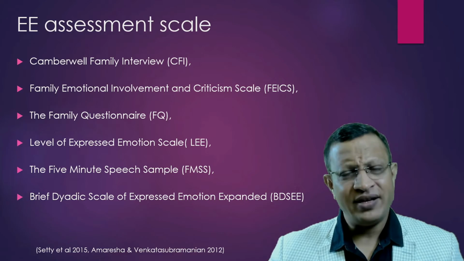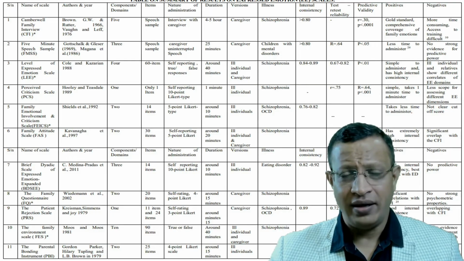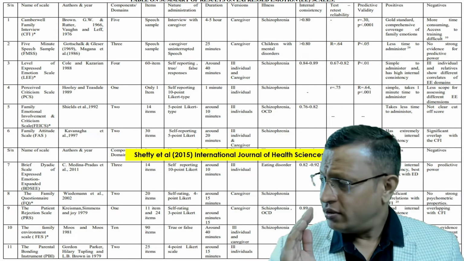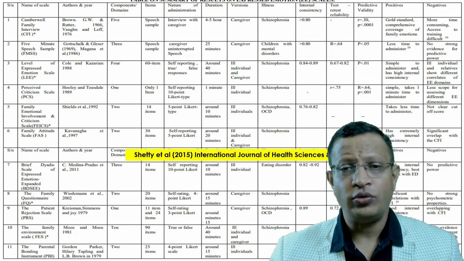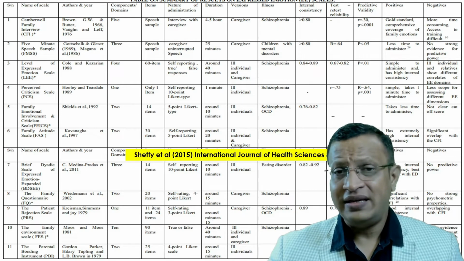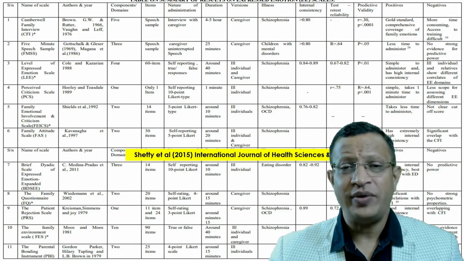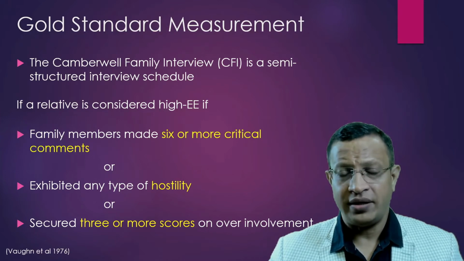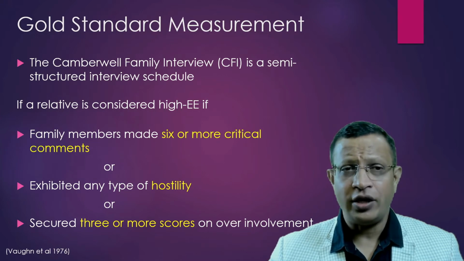There are various scales available, but the gold standard is the Camberwell Family Interview Scale. If you want to go through these scales, there is a wonderful review article written by Shetty in 2015 in the International Journal of Health Science and Research. It is available online. You can find this article and go through how these various assessment instruments compare. Let's look into the gold standard measurement, that is the Camberwell Family Interview Scale. This is a semi-structured interview schedule.